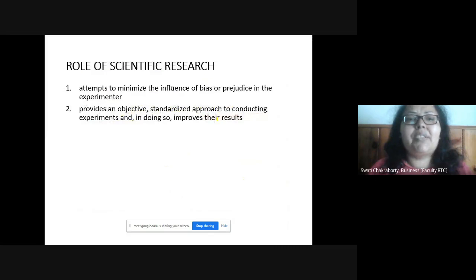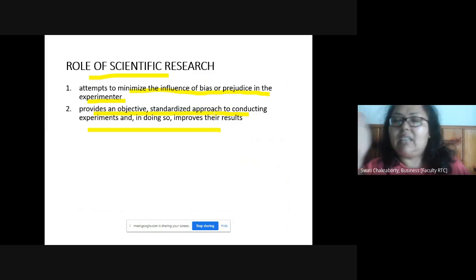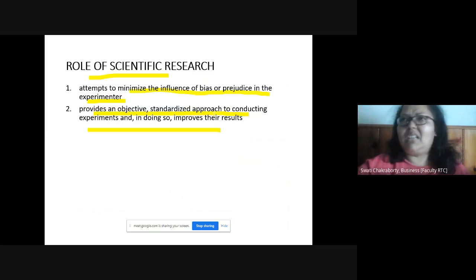So the role of scientific research is that it attempts to minimize the influence of bias or prejudice in the experimenter, reducing bias and prejudice. It provides an objective, standardized approach for conducting experiments, and in doing so, it improves the results. There has to be an objective, and the approach used is standardized. Everyone can use it, and so the results are much, much better.